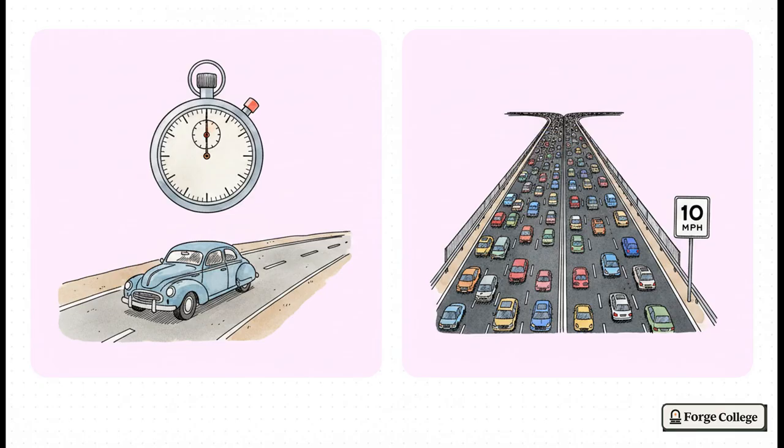Think about it like this. You could have a massive, beautiful 10-lane highway that handles thousands of cars an hour, which is amazing throughput. But if there's a strict 10-mile-per-hour speed limit, well, the latency for your specific car is still going to be agonizingly slow. You really have to measure both to get the whole picture.